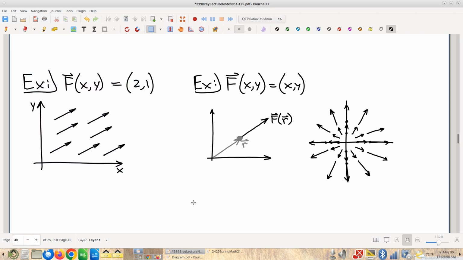This is another sort of special one that comes up quite a bit. For every input point, here's the formula for the field vector. At the point x comma y, the field vector at that point is x comma y. Now you obviously notice, oh my gosh, the input's the same as the output. A couple of thoughts might be rolling through your head.